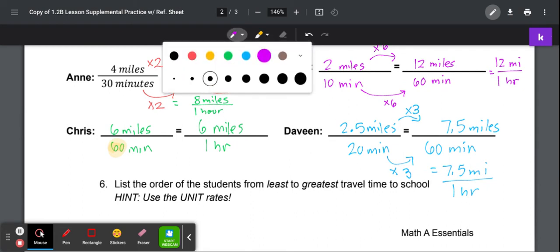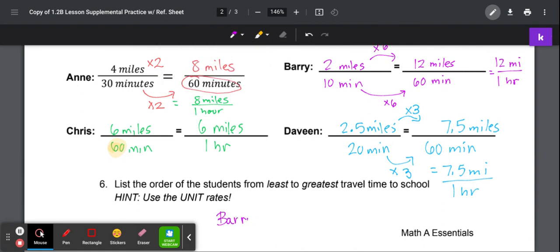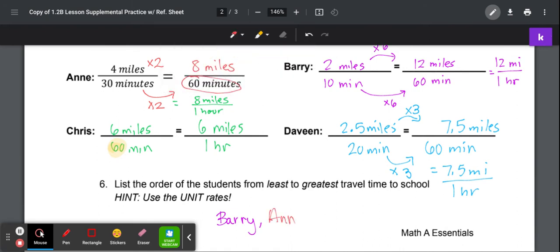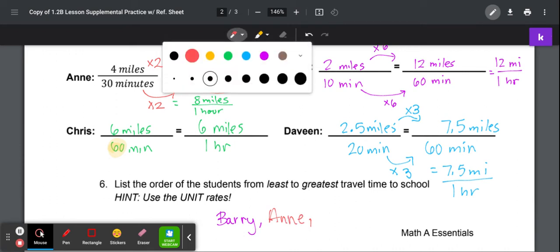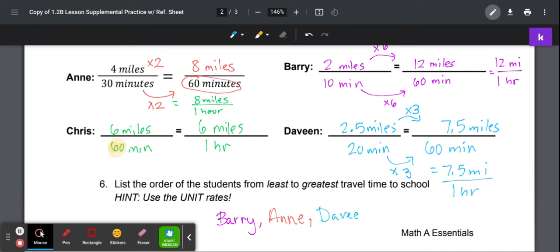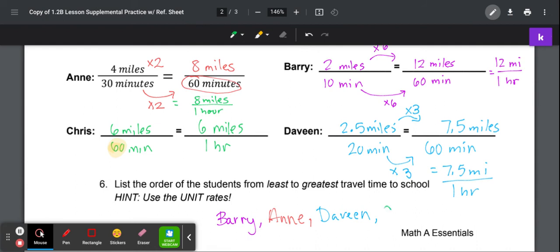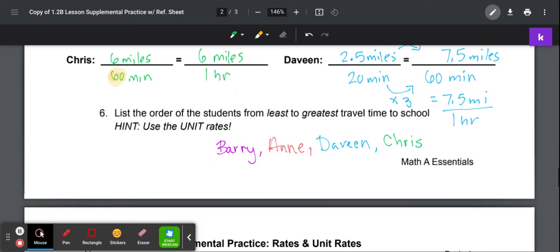So first we'd have Barry. Okay, then the next person would be Anne. Then Davine. And the person that would take the longest to get to school would be Chris, because he can travel 6 miles per hour.